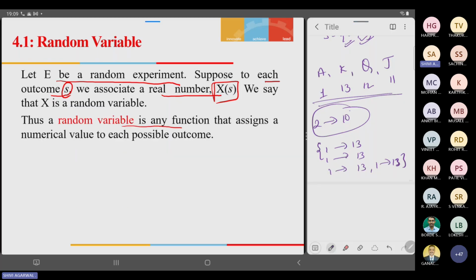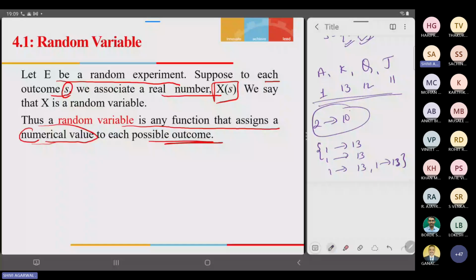So the random variable basically is any function that assigns a numerical value to each possible outcome. For example, rolling a dice: it is 1, 2, 3, 4, 5, 6, already quantized. But tossing a coin is not quantized. 2 to 10 in the playing cards is quantized, but we can't quantize A, K, Q, J directly. So we try to quantize them also and give a numerical value for them. That is the concept of the random variable basically.